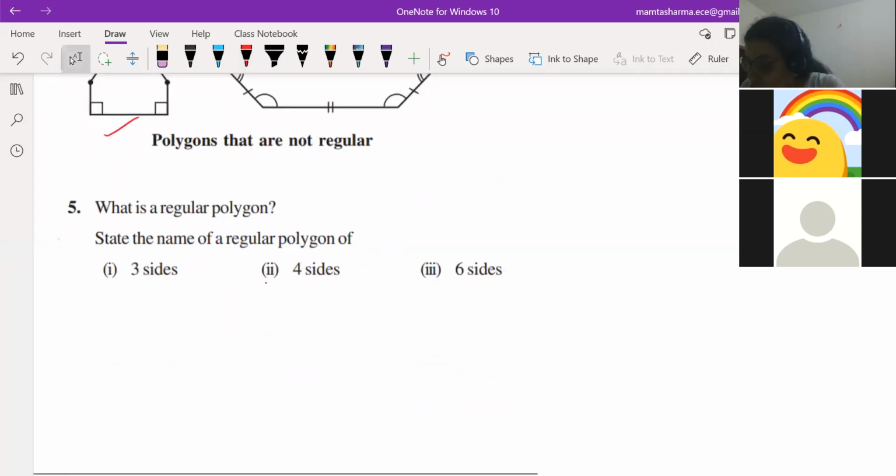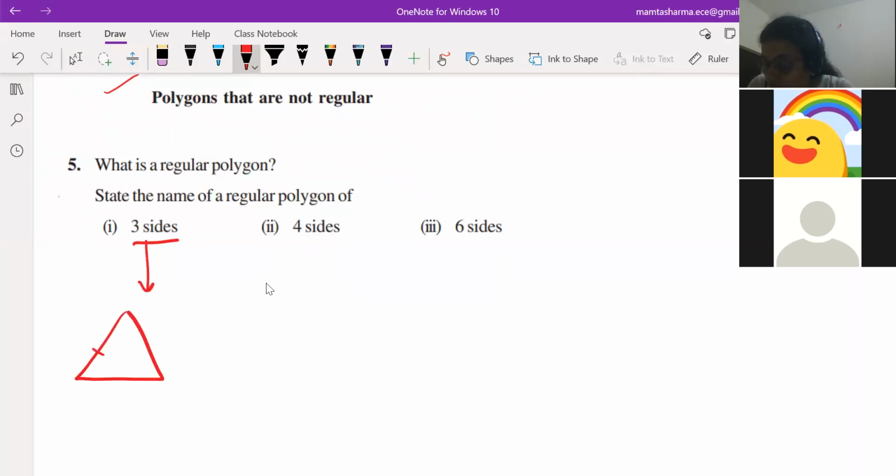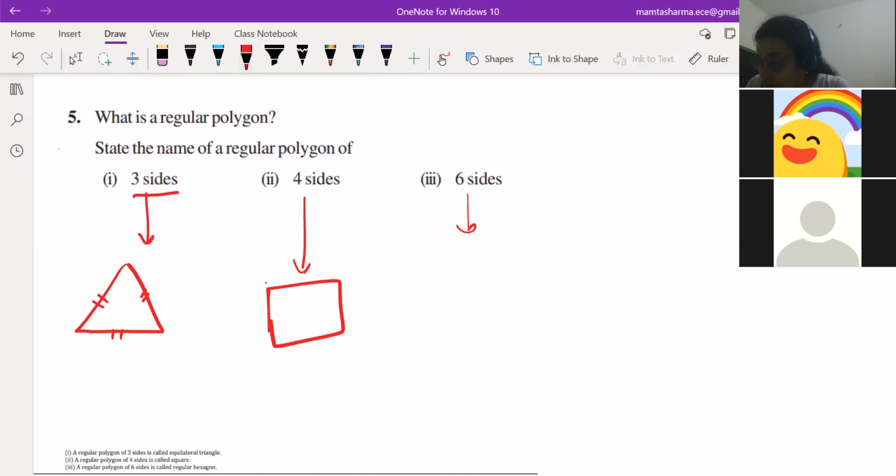Now tell me, what is a regular polygon? You already know. State the name of the regular polygon of three sides. A regular polygon having three equal sides, what kind of triangle? An equilateral triangle, not a simple triangle. If four sides of a quadrilateral are equal, then it is known as a square. Very good. And if six sides, a regular hexagon.